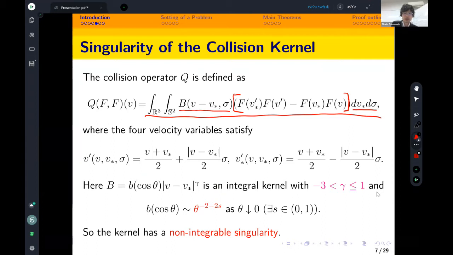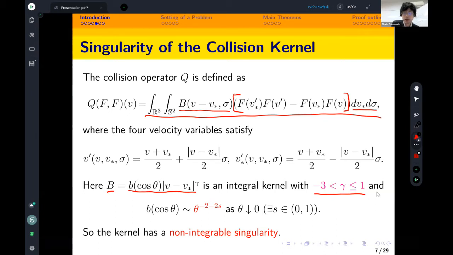And physically speaking, the most important example of the weight function capital B is this. This is a product of two parts. One is a function of theta, b of cosine theta, and the other is the magnitude of the relative velocity, v minus v star, to some exponent gamma. And gamma takes values in this region. Well, there is a physical reason for this, but sorry, I have no time to explain that. So allow me to skip it.